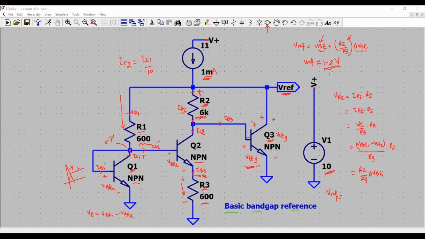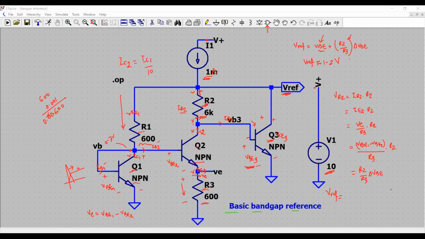Okay, so now let us understand by doing some analysis. So we are all set to run our analysis right here. Before that, I would like to highlight that I have labeled the nets. This net is labeled as VB, which is the voltage drop across the transistor Q1. And I have labeled this net to be VE, which is the voltage drop across the RE. Then I have labeled this net to be VB3. VB3 is essentially my VB3 right here.